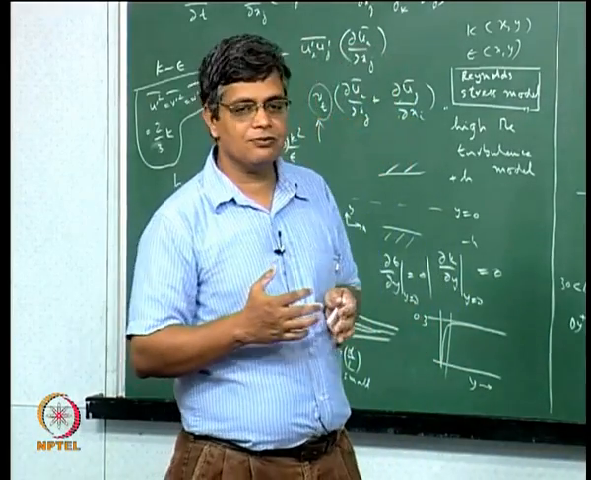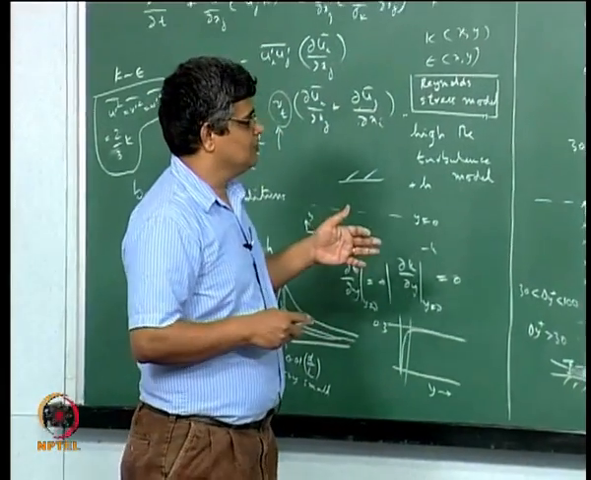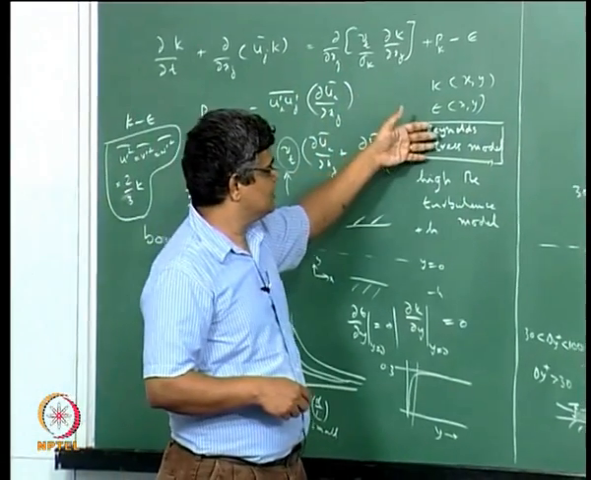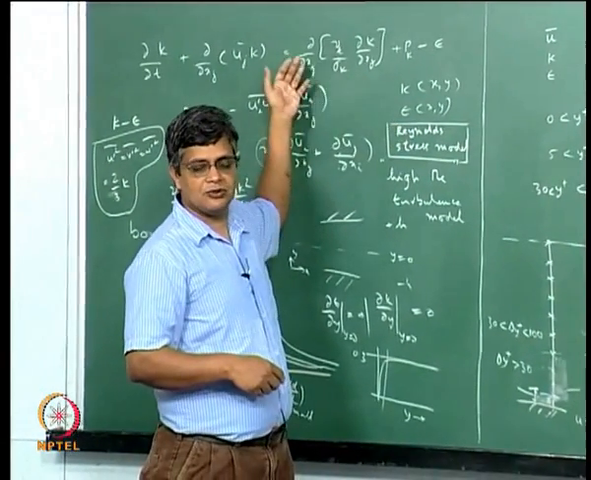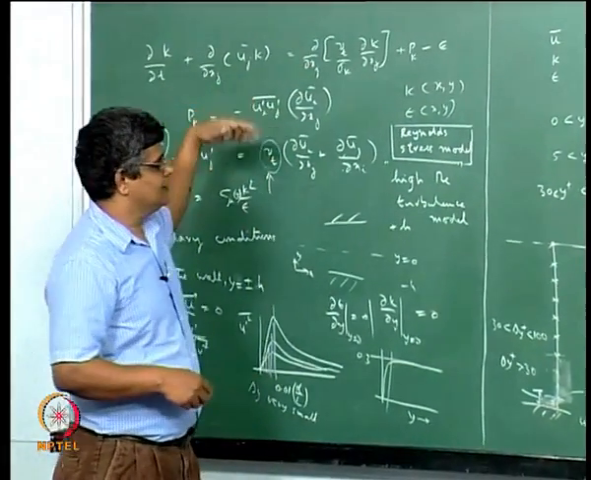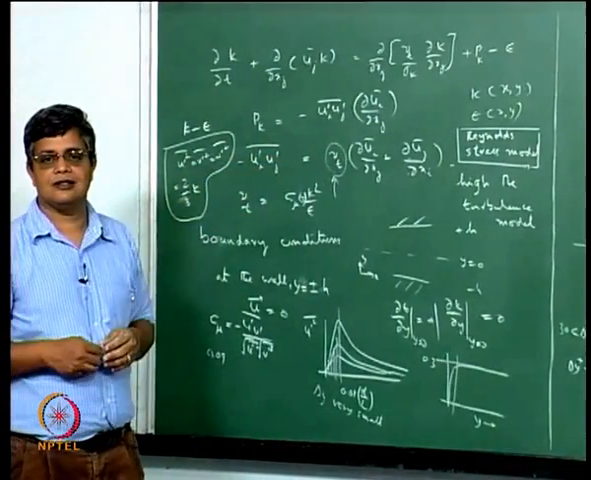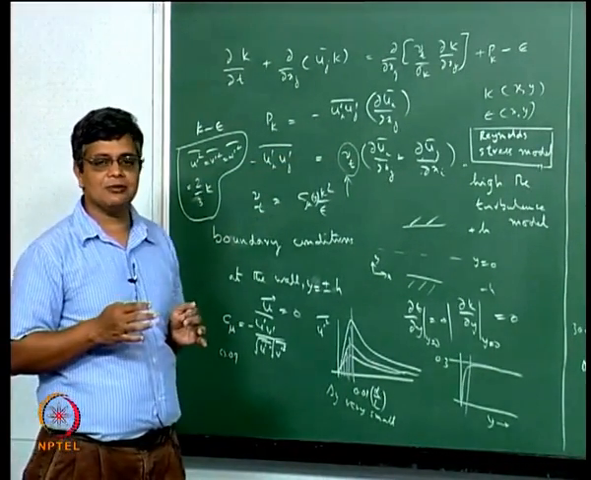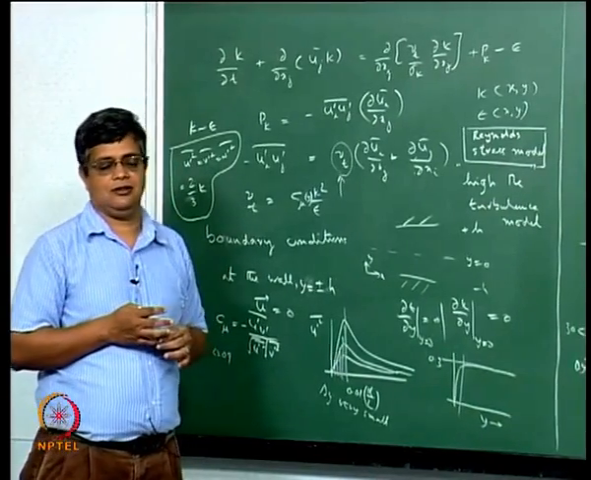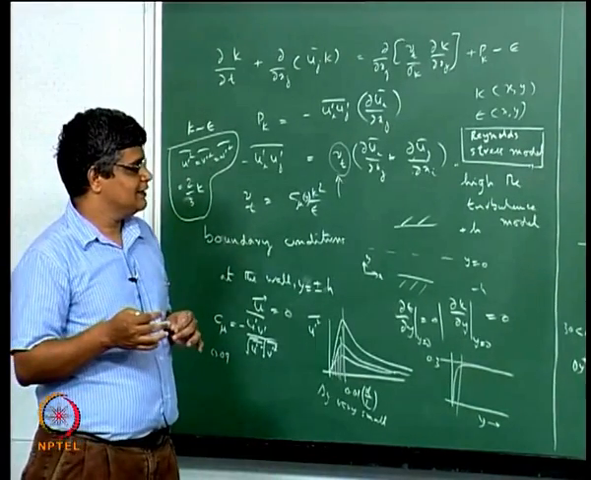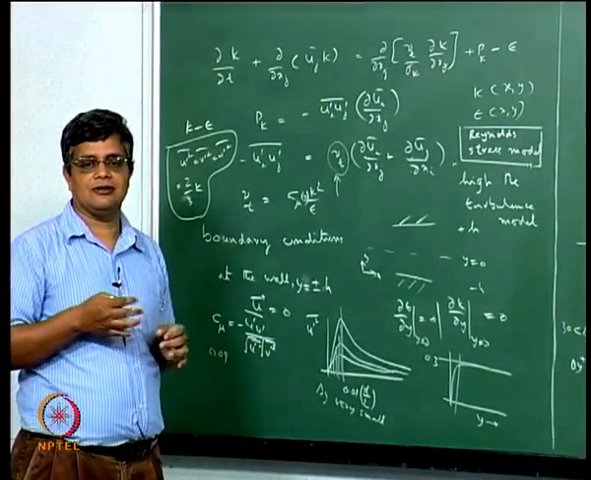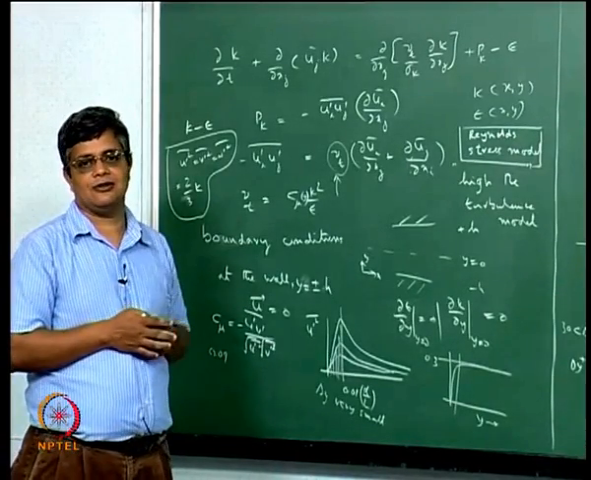So there is a loss of robustness as you move away from the standard K epsilon model towards Reynolds stress models or towards the nonlinear models and all that. So we have to make a balance between the accuracy that we want and the kind of numerical effort that we are willing to spend in getting a solution.